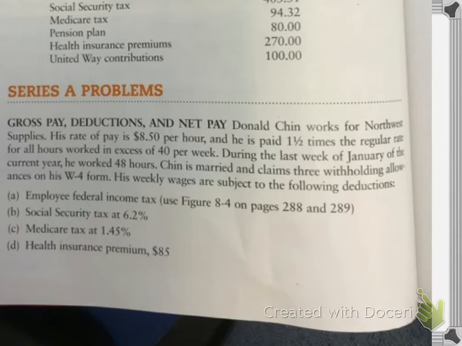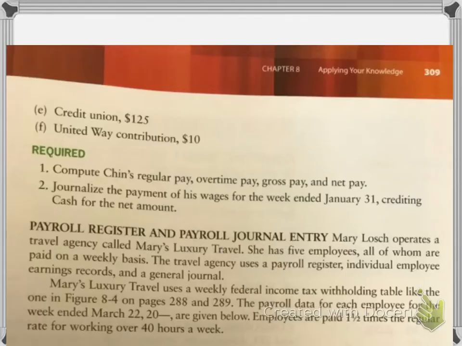Employee federal income tax, for which you use the wage bracket method. That's on page 288, 289 in your textbook. Social Security and Medicare, we have talked about those when we went over the chapter. Those percentages are the same each time. Health insurance premium, he has $85 withheld. He also has $125 withheld for a credit union and a $10 United Way contribution.